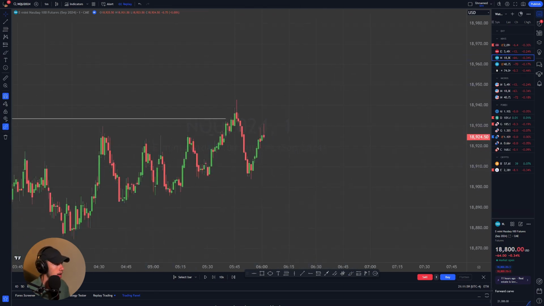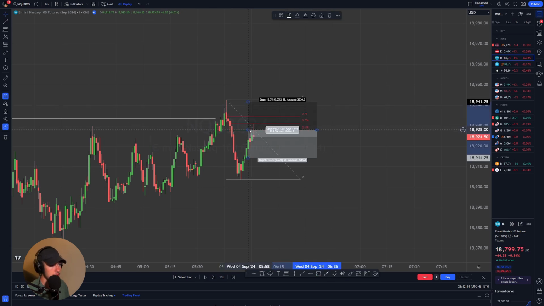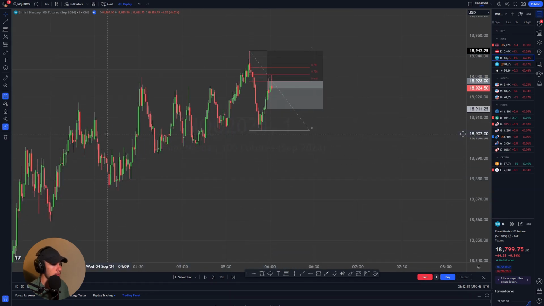Now, after that, I will draw my Fibonacci extension tool from the high that swept liquidity to the low. Now again, because the entry and the stop loss is mechanical, I'm going to place my entry at the 0.618, my stop at the 1, and then I'm going to look for a possible point in price that I would want to put my take profit at.